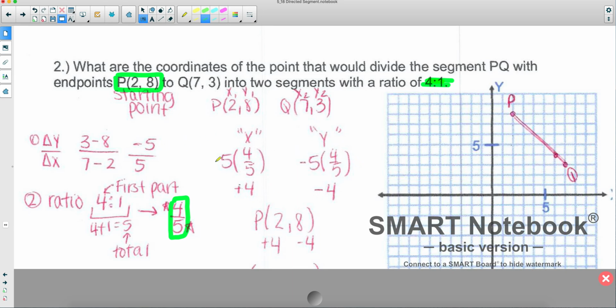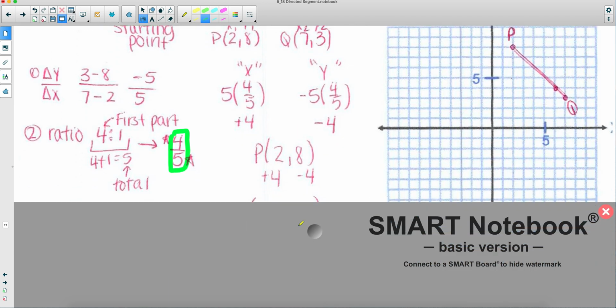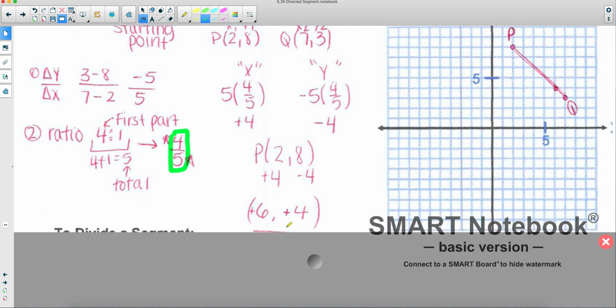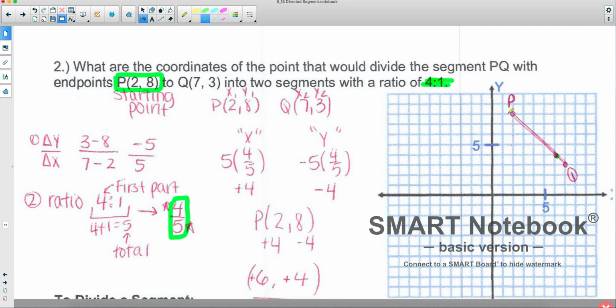Now the signs are important. 5 times 4/5 is a +4. -5 times 4/5 is a -4. All right, so now the starting point was P, (2, 8). Add 4 to x, subtract 4 from y. That means that we have (6, 4) as our new point. And I plotted it here just to make sure it made sense that we were going in a 4 to 1 ratio. And it's definitely 4 times as big as this little piece over here.